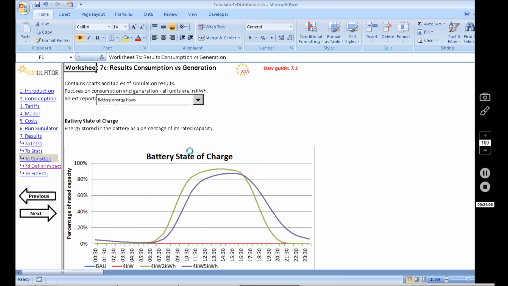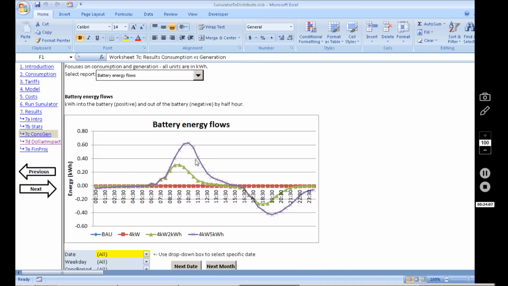Battery energy flows. This is again focusing on the battery, and it's just saying how much energy is flowing in or out of the battery. And so the batteries are being charged in the morning, and then they're being discharged in the evening.